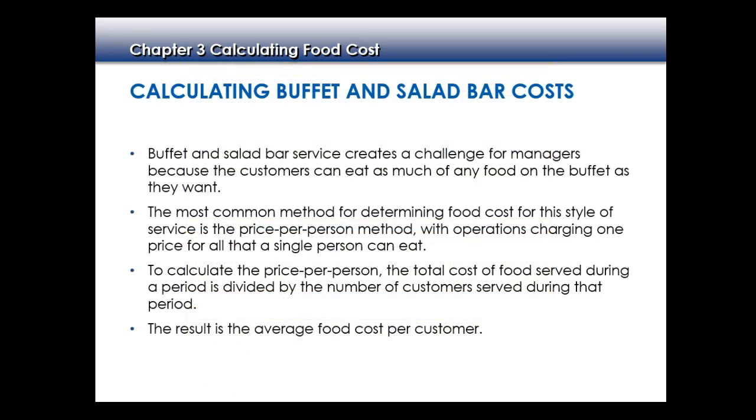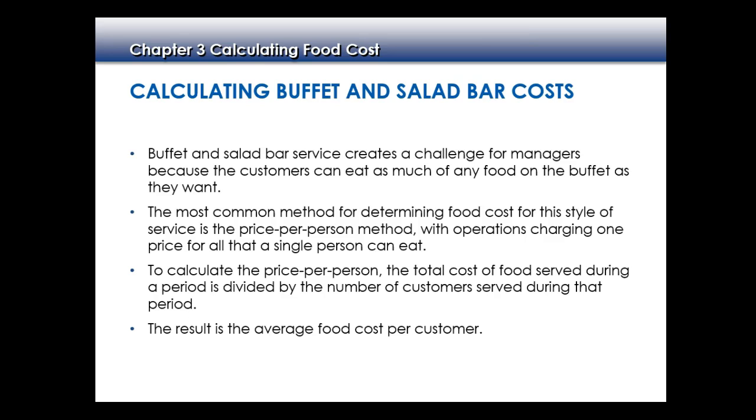So now we're going to skip into a different world here of buffets and salad bar costs. These can really be a big challenge for managers because people can eat whatever they want. It's not standardized. You still have a standardized recipe, but it's not a standardized plate cost. The most common method for determining this is the price per person method. To calculate the price per person, take the total cost of food served during that time period divided by the number of customers served during that period. They do give a good example of that in the book.